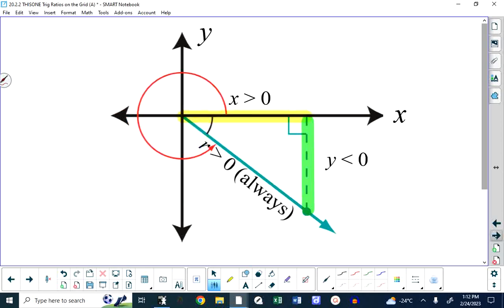What about quadrant 4? In quadrant 4, let me write this down first. X is positive. It's to the right of the origin, and y is negative. EJ, I apologize. What will sine be? Negative is right, because y is negative and r is positive.